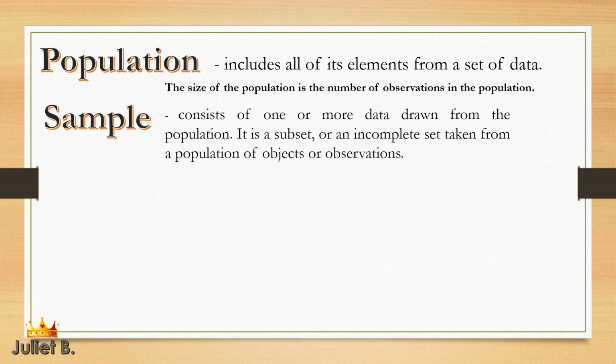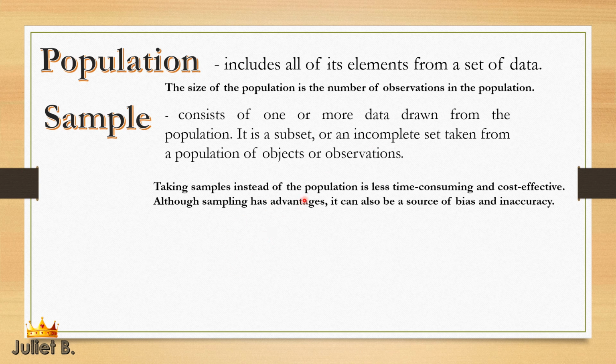Sample consists of one or more data drawn from the population. It is a subset or an incomplete set taken from a population of objects or observations. Taking samples instead of population is less time-consuming and cost-effective. Although sampling techniques had advantages, it can also be source of bias and inaccuracy.